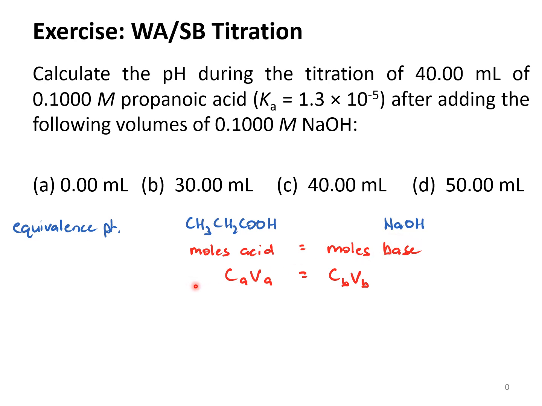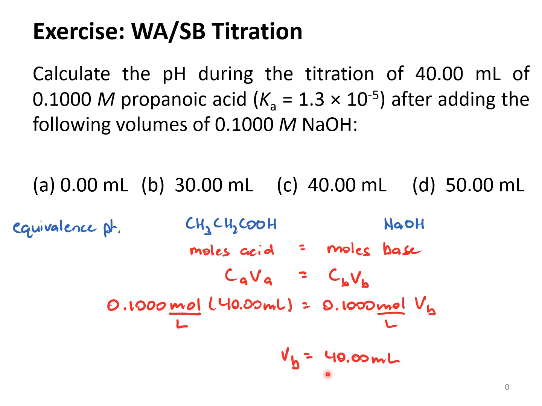So substituting the value for the concentration of the acid and the volume of the acid, and the concentration of the base, which was 0.1 molar, we can calculate the volume of base required to reach the equivalence point, which in this case was 40 milliliters, which of course is the equivalence volume, or the volume required to reach the equivalence point of the titration.